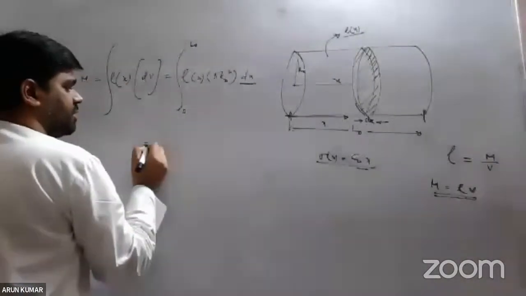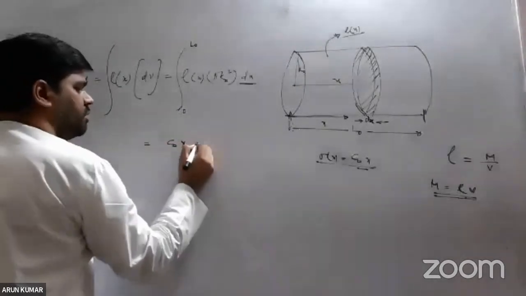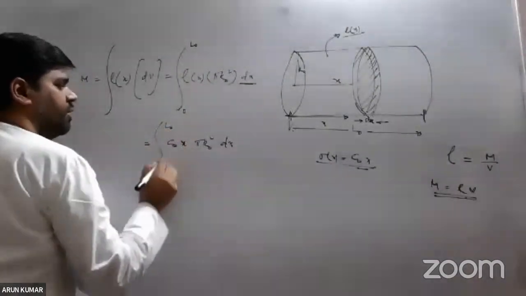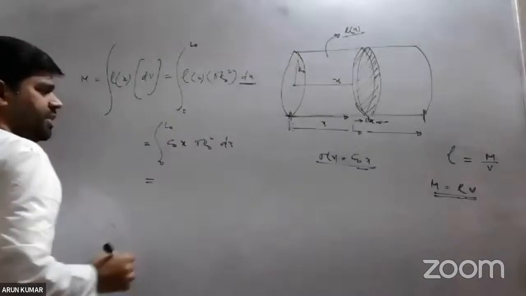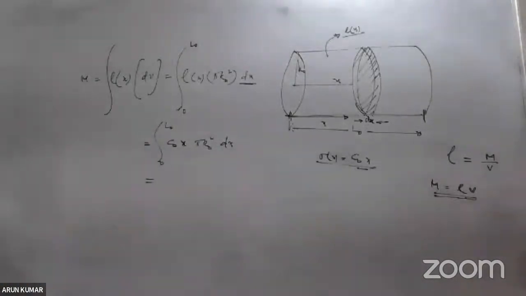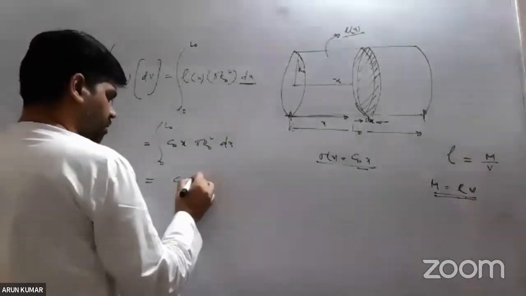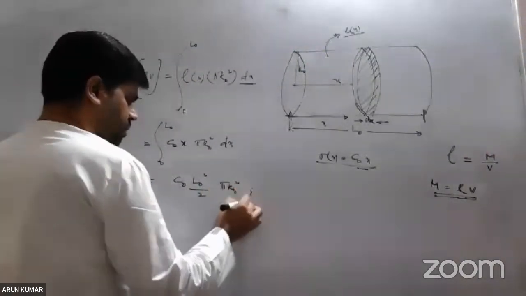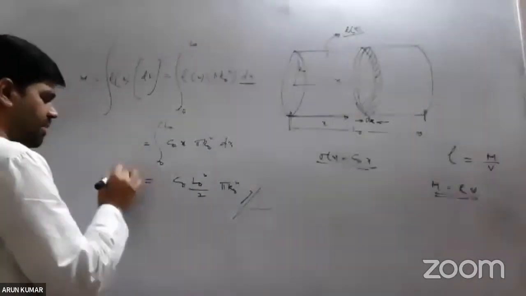So let's say it is C naught x, times pi r naught square dx, integrating it from 0 to L naught. Now tell me what's the answer? C naught L naught square by 2 into pi r naught square. Correct. That's the total mass of this cylinder.